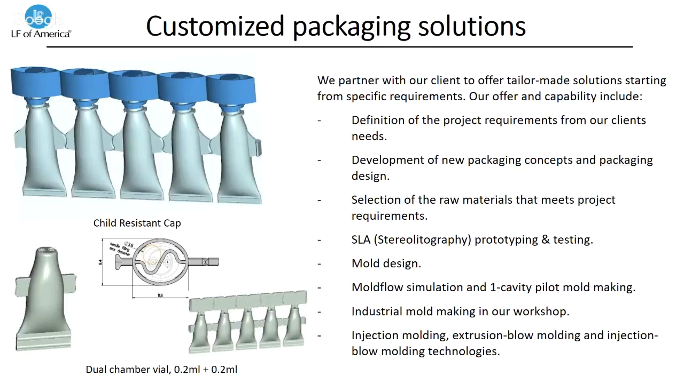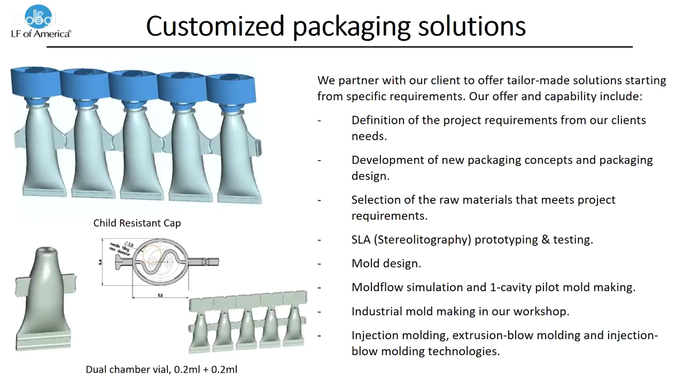Once we define the solution that can work for our customers, we start a second phase of mold design and mold flow simulation. So we make the mold internally in our workshop, and we lead the customer through the industrialization phase. We usually work with 4, 8, 16, up to 32 cavities mold, or even more. And the majority of what we manufacture is through an injection molding technology, but we also have extrusion blow molding and injection blow molding capability.